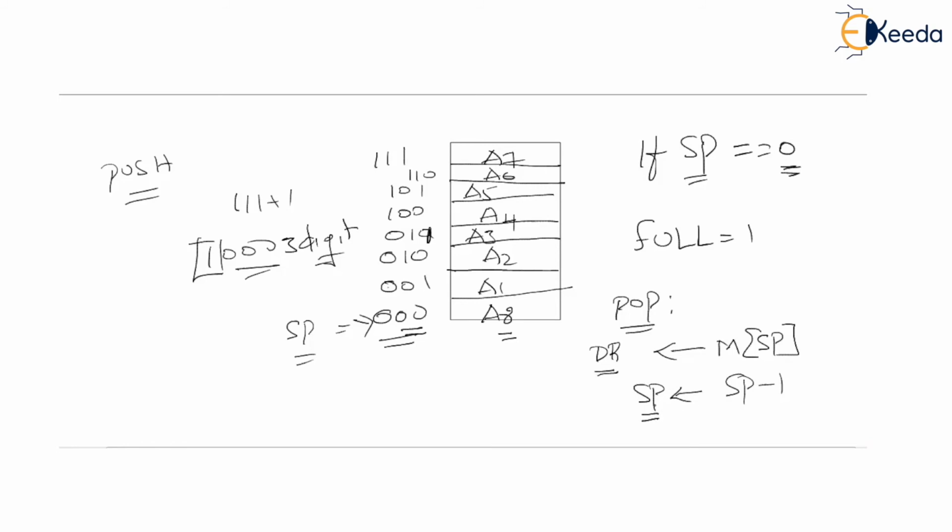Then the stack pointer will get decremented. SP is equal to SP minus 1. So 000 minus 1 is equal to 111. There is a phantom borrow method applied, so 111 will be reached.